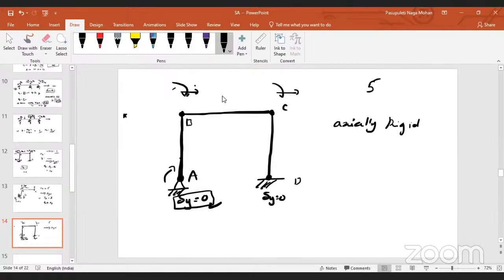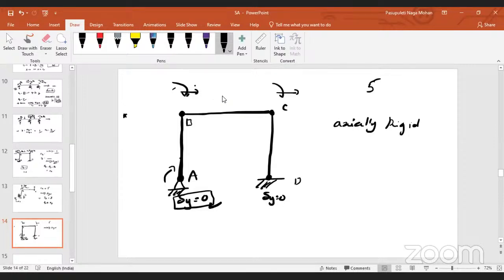Horizontal. Right. Is there any support at point B that will not allow any horizontal displacements? No. Just like at point A, as it is a support, it will not allow any vertical deflection. But at point B, is there any such support? No, sir. So that's why horizontal deflection might be possible at point B.